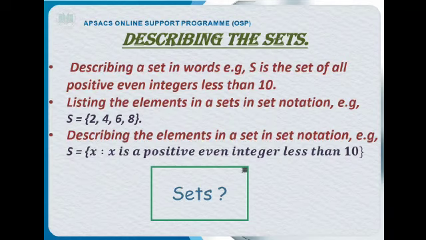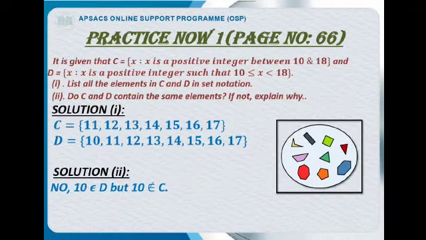Now, describing the elements in a set in set builder notation form. For example, S = {x : x is a positive even integer less than 10}. This is the format: x such that x is a positive even integer less than 10. Right, students? Hope you got my point. Next, this is Practice Now 1, which is on page number 66.